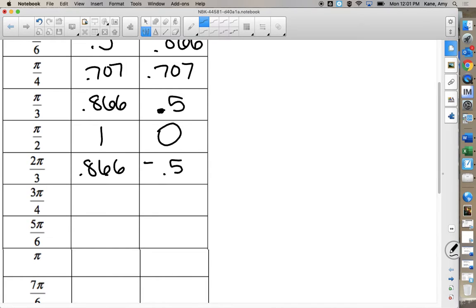3 pi over 4, again, looking up the pi over 4 value, and then that should be negative. 5 pi over 6, and then that should be negative. And then, of course, this is a 0 and a negative 1. Same numbers. It's just the cosine is negative because the angle's in the second quadrant. Cosine is negative in the second quadrant.